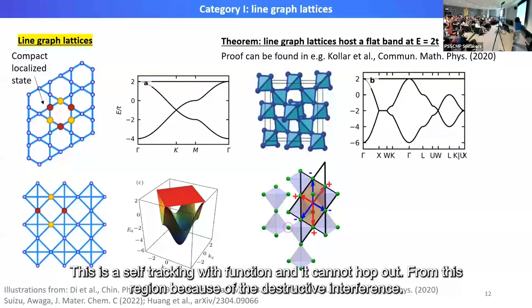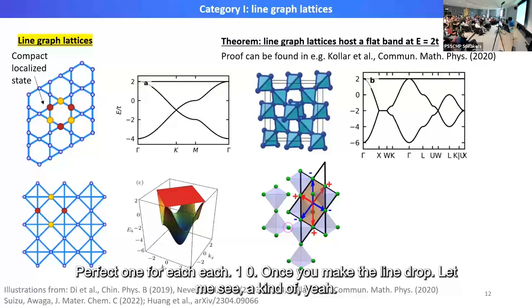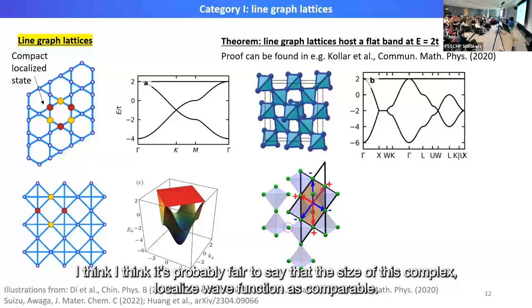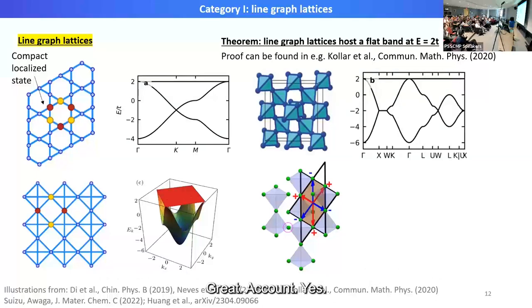One zero mode for every node of the original. What if you made the line graph? I think it's probably fair to say that the size of this compact localized wave function is comparable to the... No, but this is a count equal to the nodes on the original line. How many independent? Yes, I think so.